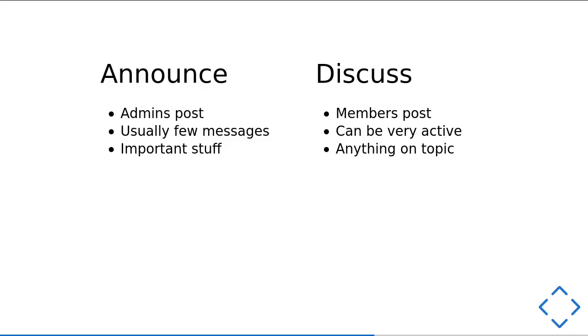Whereas discuss lists are where any member, even non-members at times on some lists, can post, but usually members post on the topics which that email list is about, and this can become very active, although there are also some discuss lists where there are no posts at all.